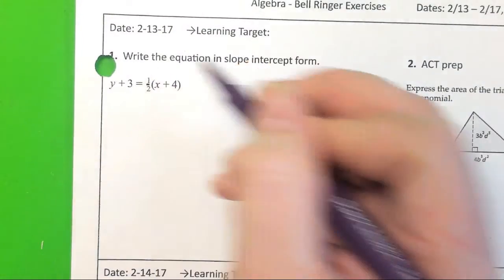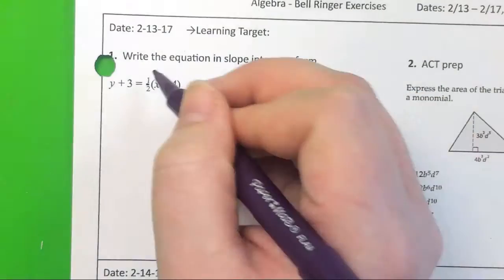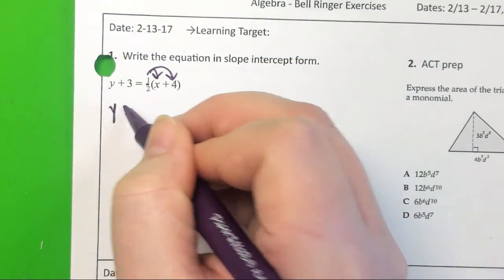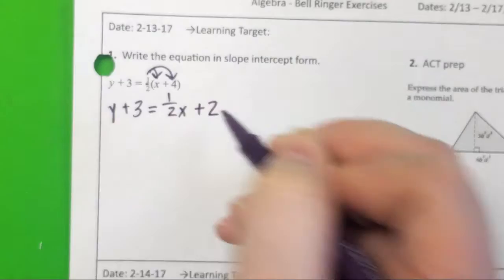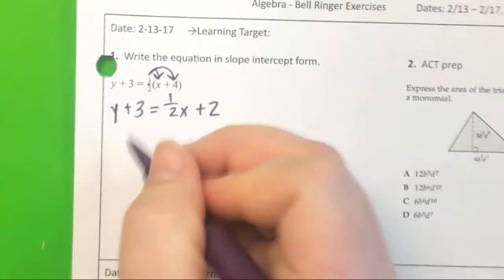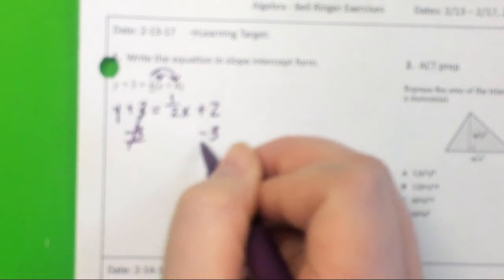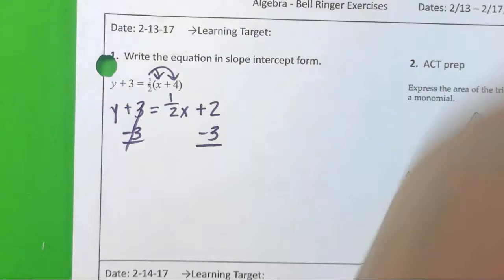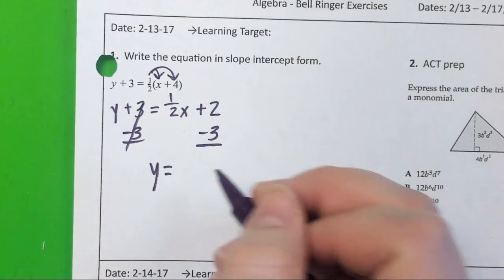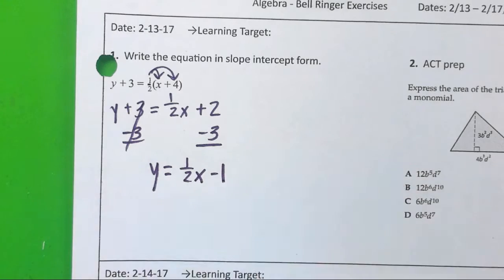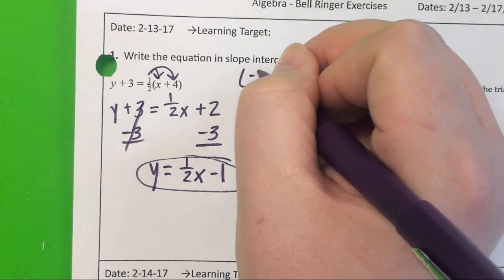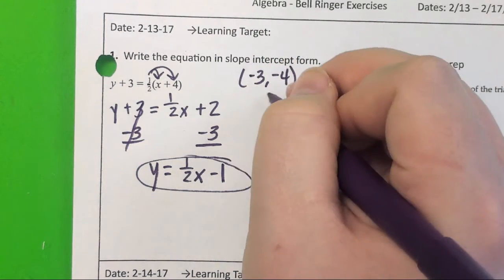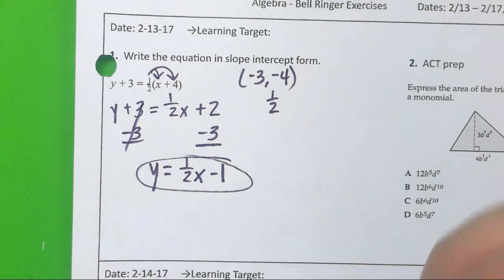Okay, so what do I do? Subtract 3. Well, you can distribute first. I'm going to distribute first. Okay, so I have y plus 3 equals what? 1/2 x plus 2. Okay, and then what? You subtract 3. If I subtract 3 from both sides, at the same time, I get y equals what? 1/2 x minus 1. Okay, that's great, but I could have just graphed the point -3, -4, and I knew the slope was 1/2, and I would have gotten the same line, and I didn't have to do all this work.